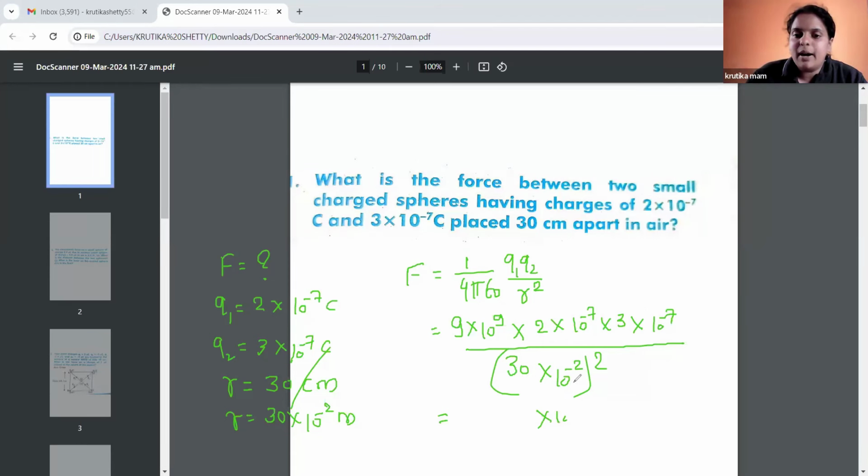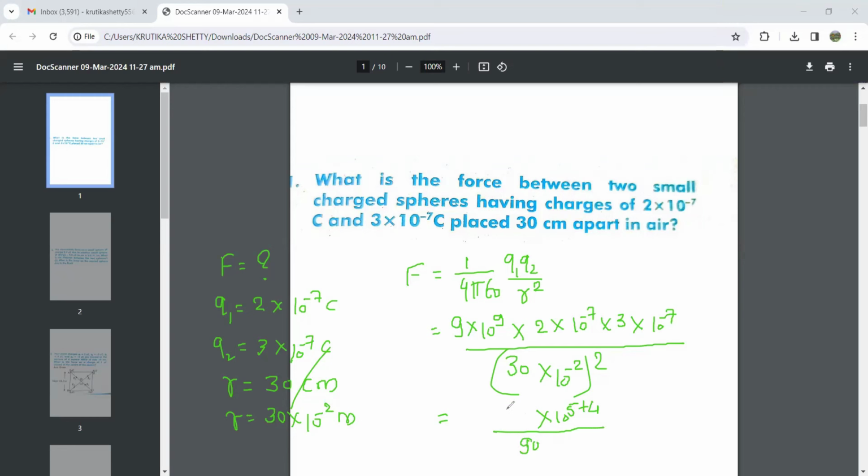So 10 raised to minus 5, and in the denominator you have 10 raised to minus 2 whole square, so 2 into 2 is 4. So it will become 10 raised to minus 4. And again, if it comes to the numerator, it becomes 10 raised to plus 4. Okay. Then the remaining terms. So 2 threes are 6, 6 into 9, and divided by 30 square. So 30 square will be 900.